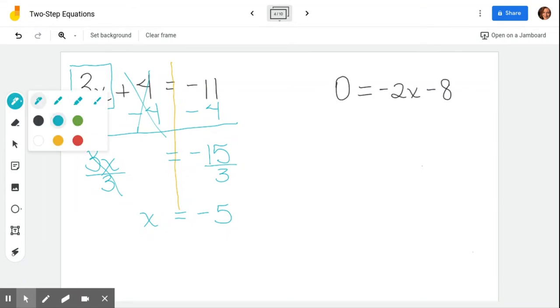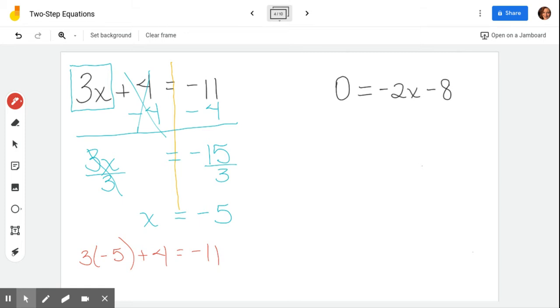I would encourage you to always check before you circle it and call it done. So if I go back up to my original problem, instead of saying 3 times x, I'm going to say 3 times negative 5 because that's what I think my answer is. Plus 4 equals negative 11. So I rewrote that original equation. I just pulled out the x and I put in what I think the answer is.